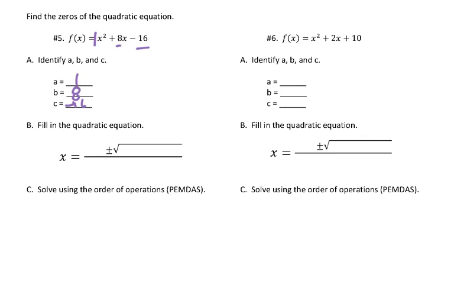So we're going to fill in the quadratic equation. All right, the first piece is opposite of b, so negative 8, and then b squared, so 8 squared, minus 4 times 1 times c, which is negative 16, and put that over 2 times 1.